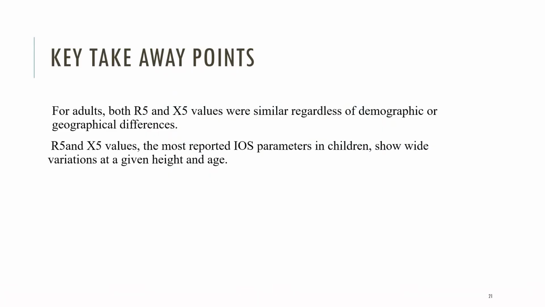As I was mentioning on the previous slide, some takeaway points you should understand is, for adults, both the R5, which is resistance, and X5, which is reactance or compliance, are kind of similar. And the difference is R5 and X5 values in children show a lot of variability due to height and age. So it's very hard to come up with reference values for children, but the reference values are pretty consistent with adults. They're not that much different. And I just wanted you to know that.